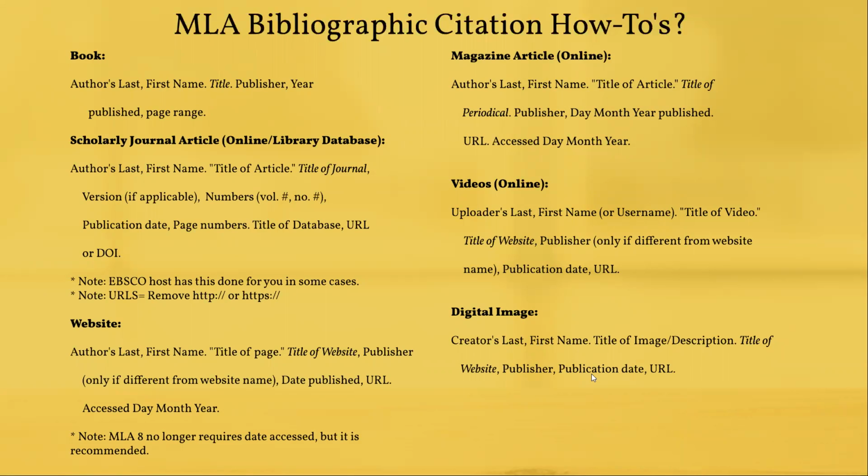On EBSCOhost, under the scholarly journal article, EBSCOhost has done this for you in some cases, so they might have a bibliographic citation put together for that source. Please take note of that and double check that based on the information that you need. URLs. If you need a URL to plug into your bibliographic citation, you're going to remove that HTTP or HTTPS off the beginning of that URL. And if you are looking under that website there, note that MLA no longer requires the date that you access that source, but it is recommended. So if that is something that you need to develop that bibliographic citation, please take note of that.